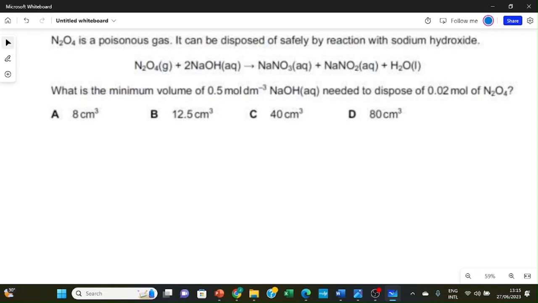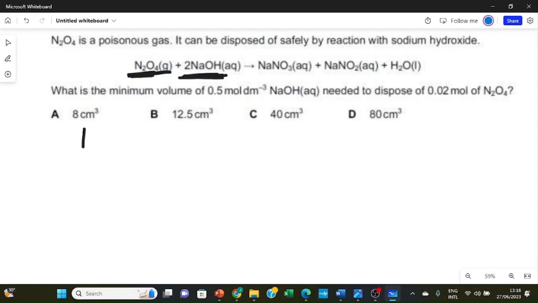So now let's see. The first thing you have to calculate is the volume. What is the minimum volume of sodium hydroxide? If you look at the equation, 1 mole of N2O4 reacts with 2 moles of sodium hydroxide. So from the equation we are given 0.02 mole of N2O4.